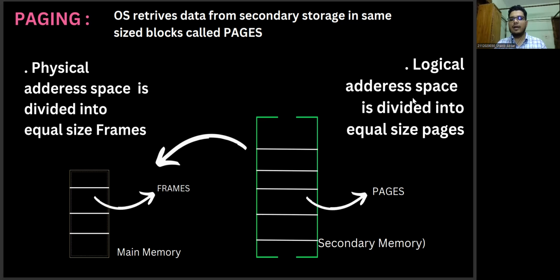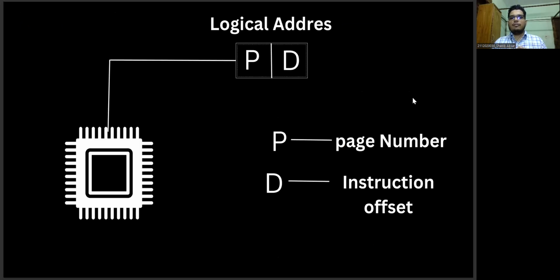Paging means dividing the secondary memory into blocks of fixed size known as pages for faster data retrieval and loading up to the main memory. Now, how these are arranged, we'll look into that now. First of all, how paging works.